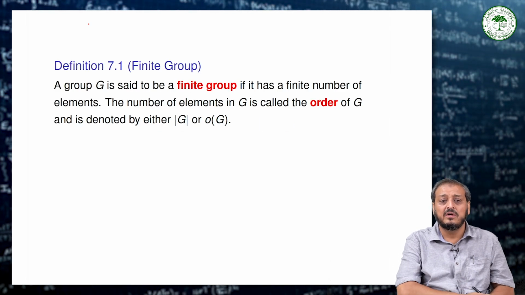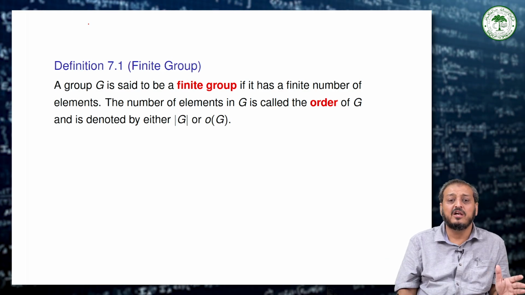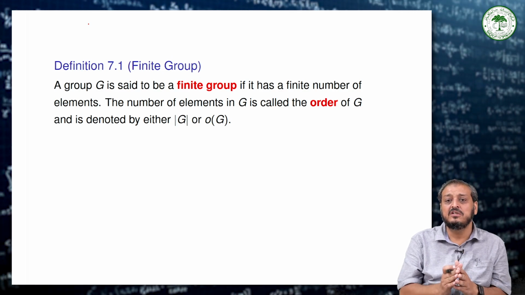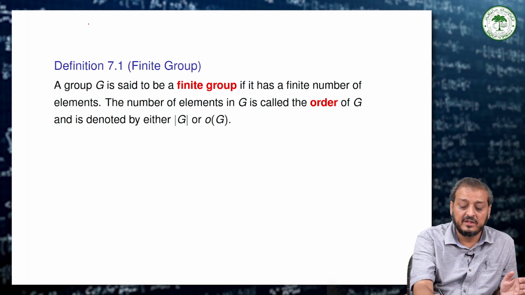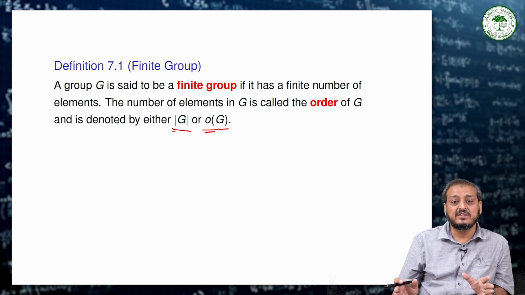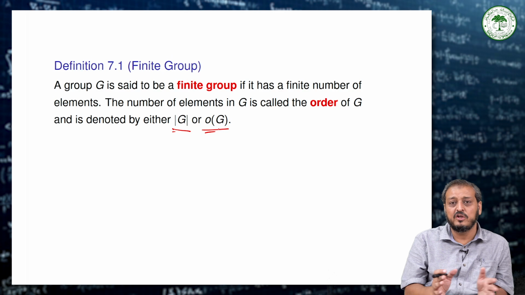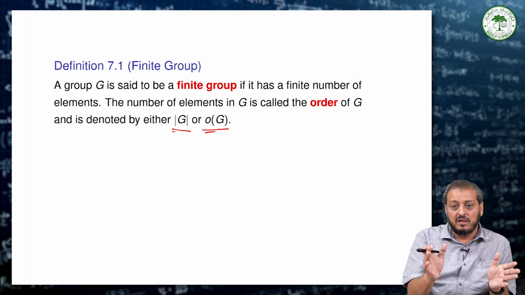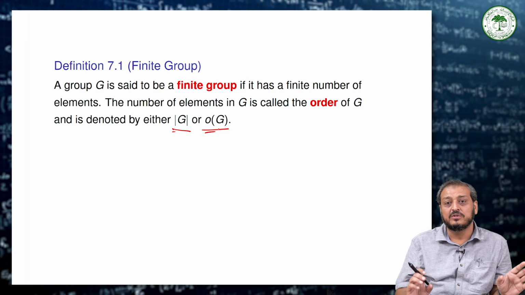A group G is said to be a finite group if it has a finite number of elements, and the number of elements in G is called the order of G, and it is denoted by either of these notations. So simply, the number of elements in a set G that forms a group under a binary operation is called the order of this group, and the group is called a finite group.